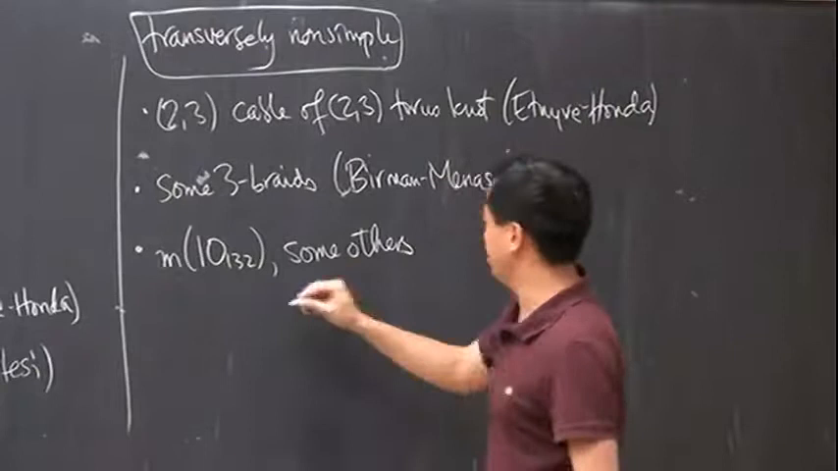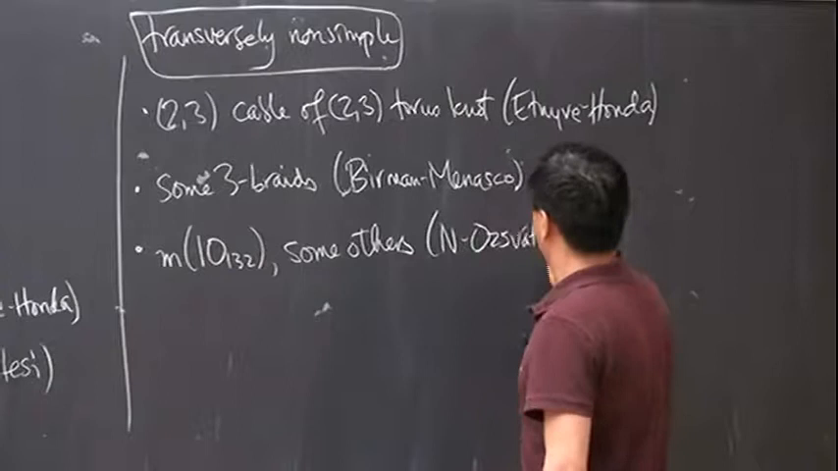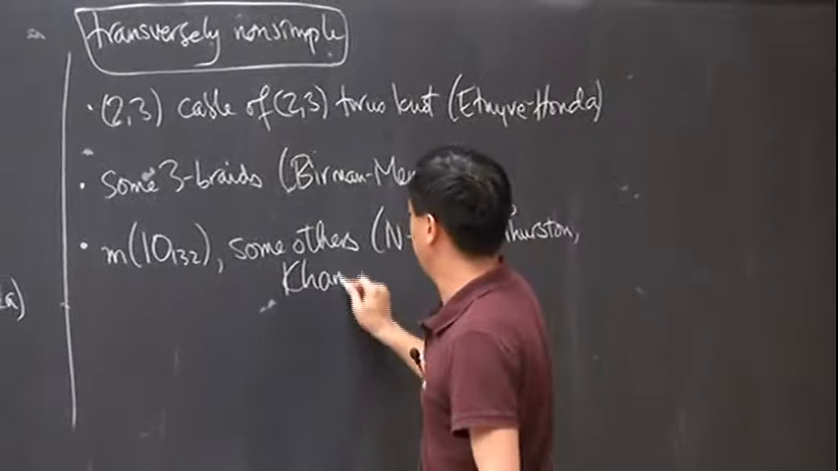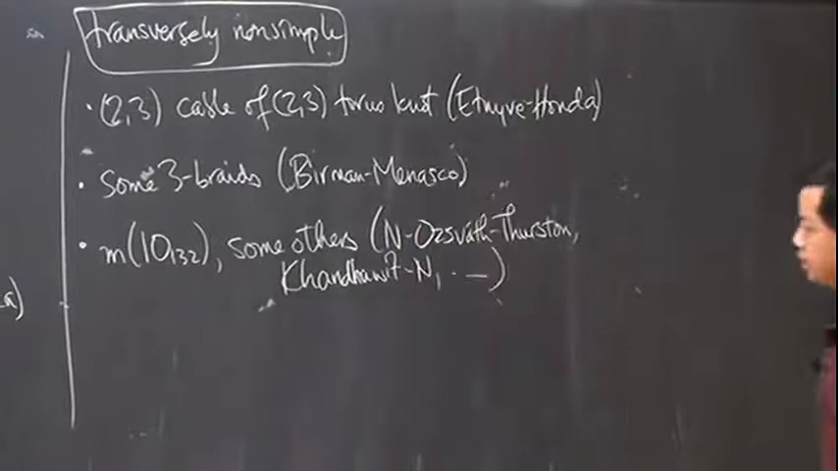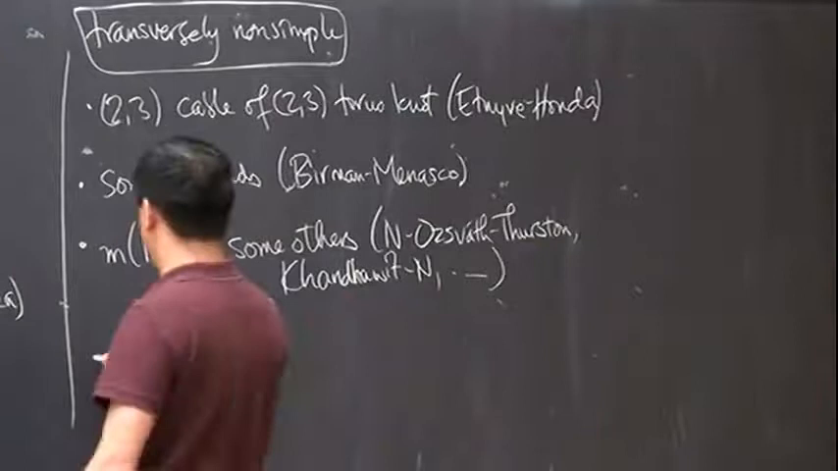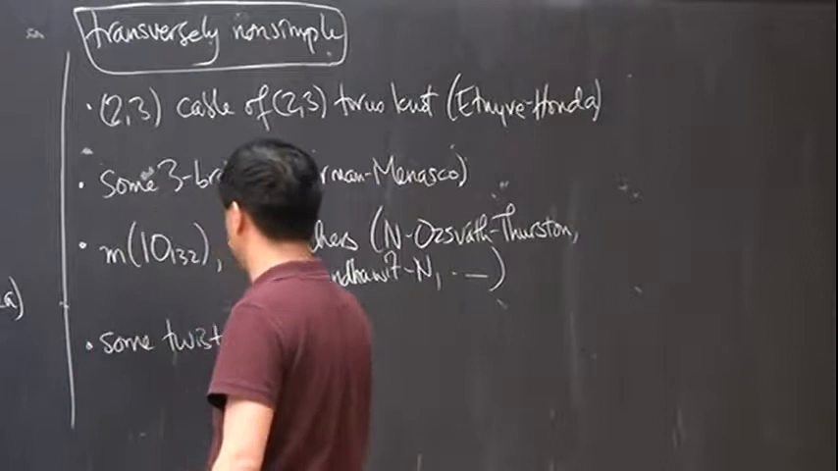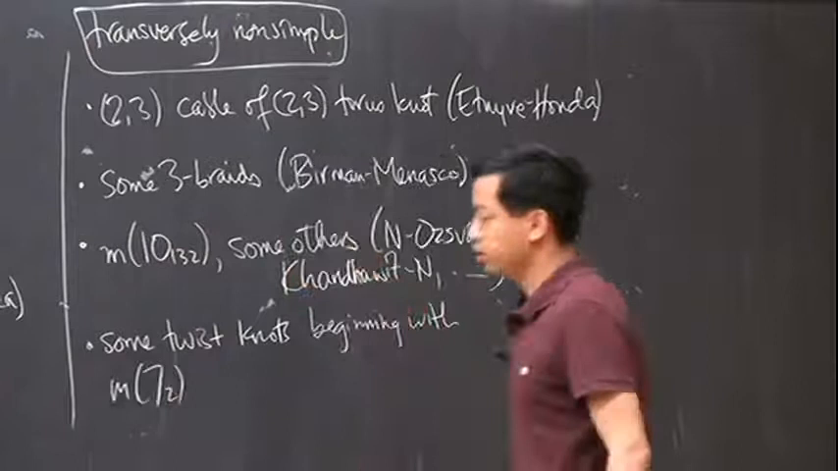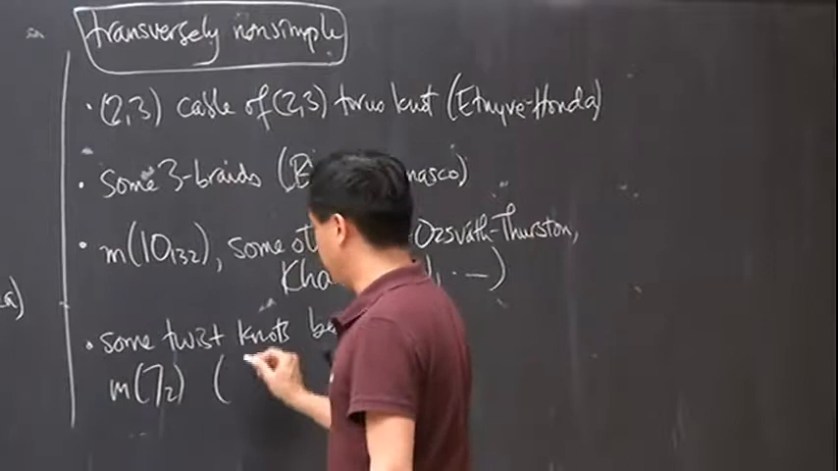But this is maybe Peter and Dylan and myself, and there's been other work, so Tirasan and myself, and there's been some other things along these lines, and again, I'll say a little bit more about these in a second. And I should also mention some twists, since I mentioned twist knots before. So some twist knots are transversely non-simple. The smallest one being the mirror of 7-2. That's a fairly small knot. And this is Peter and Andras Stipsicz.